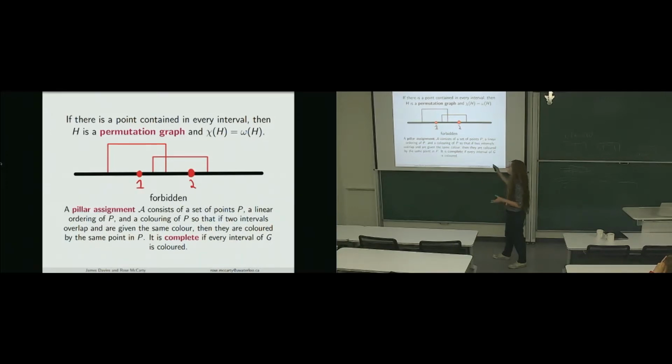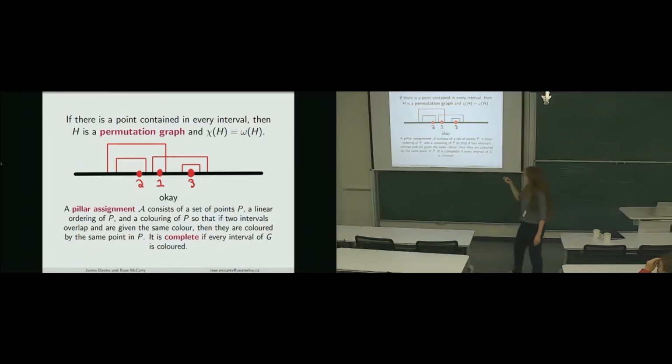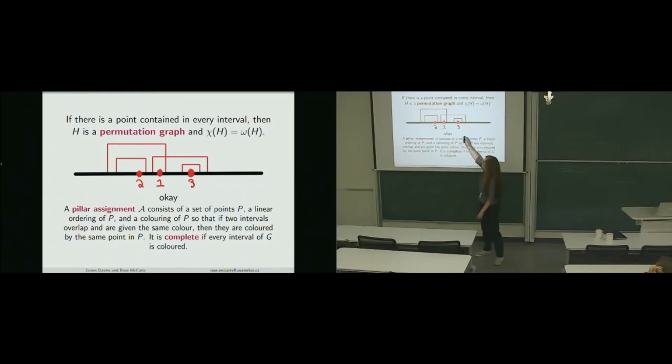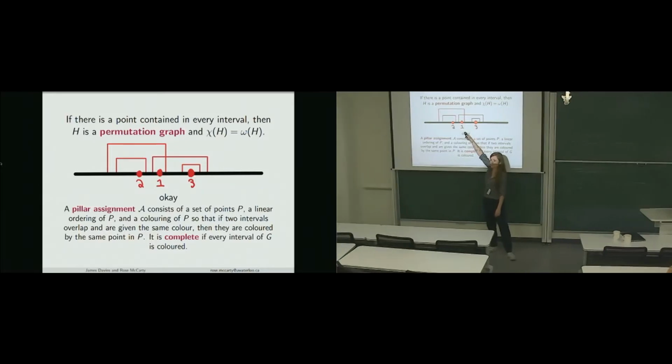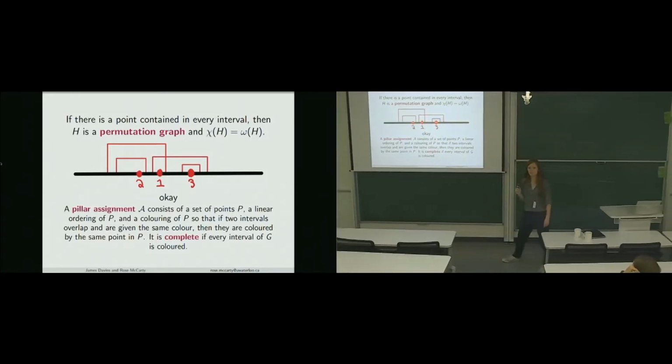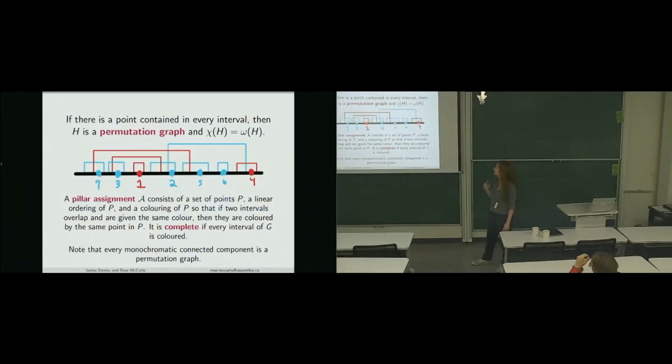So here's a forbidden configuration because these are overlapping intervals of the same color that are colored by different points. So this is exactly the configuration that we're not allowing. But something like this would be fine because the two overlapping intervals of the same color are both colored by 1. Okay? So let's go back to the picture of what these look like.